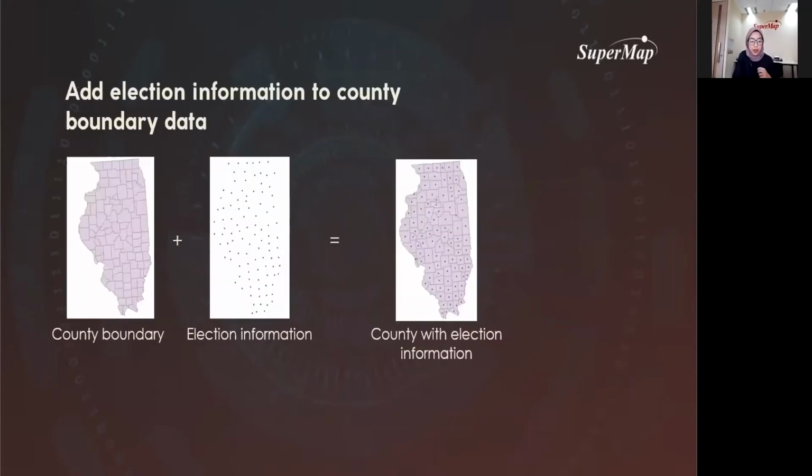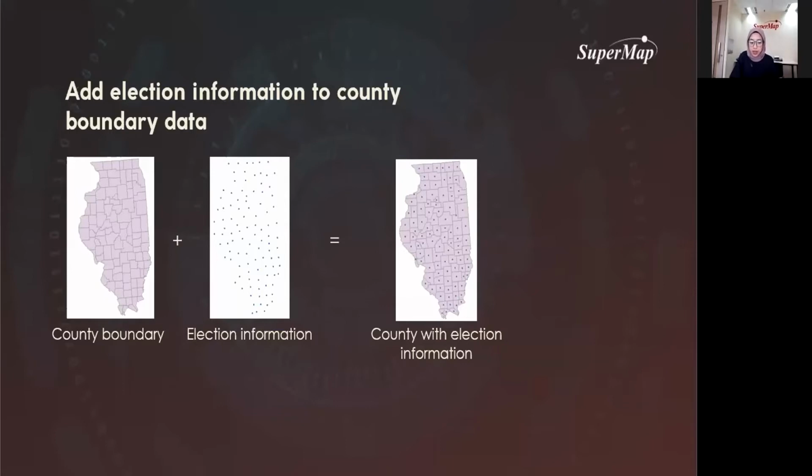But before I move to the SuperMap iDesktop, I would like to give you a short explanation first about how we can add the election information to county boundary data. Okay, so as you can see in the slide presentation, the left picture is the county boundary. And this county boundary has no information yet, only the boundary. And after this, we will add the election information to the county boundary.